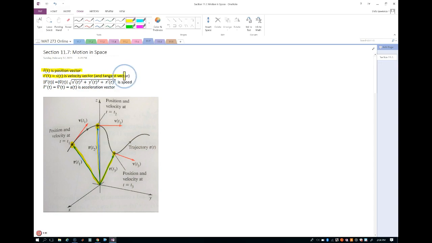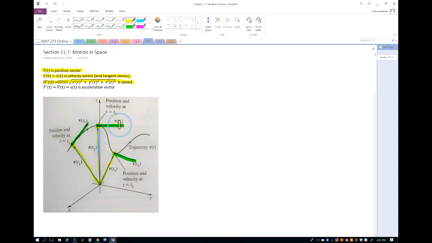R prime of t, which you might also see as v of t, is our velocity vector. The velocity vector is always tangent to our path. It's always a tangent vector. And we can get the velocity at any particular point in time by plugging the time into the derivative. The magnitude of our velocity vector, which we just use our normal magnitude formula that we learned all the way back in the first section, represents speed. So that's taking these velocity vectors and just calculating magnitude.